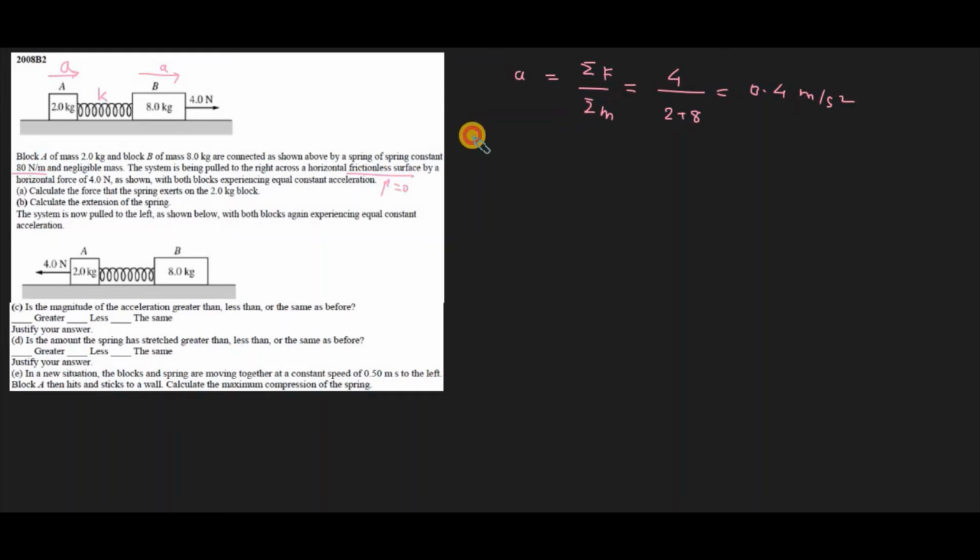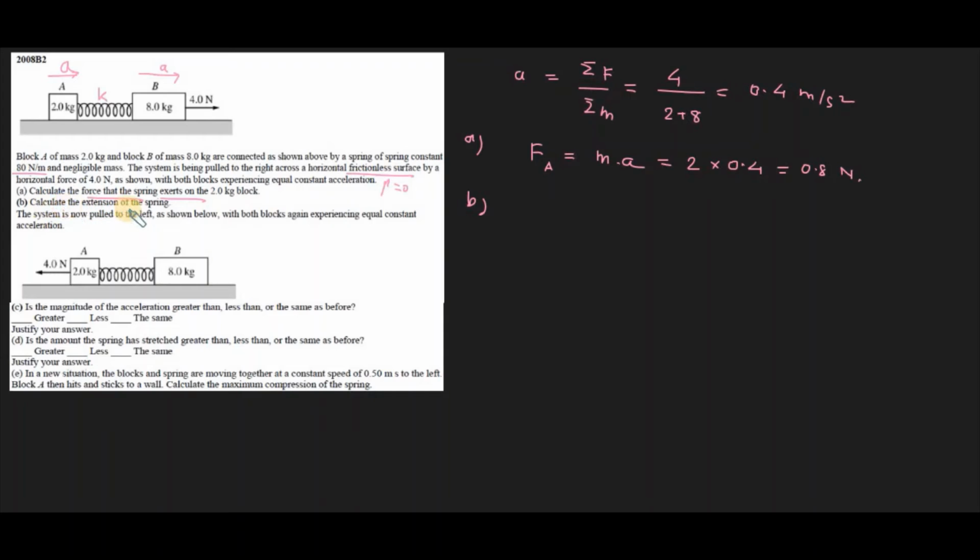Now in the first part A, we have to calculate the force that the spring exerts on the 2 kg block. So how much force will be exerted on the 2 kg block by the spring, that we have to determine. So in that case we have to consider how much force is acting on the first block A, that is mass times acceleration. The mass of the block is 2 kg, acceleration is 0.4, that means 0.8 Newton. That is the amount of force exerted on the block by the spring, due to which the spring is also going to elongate.